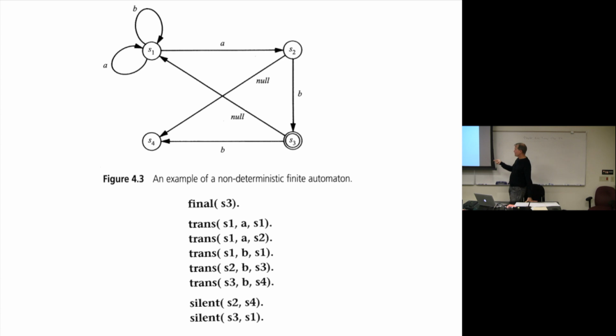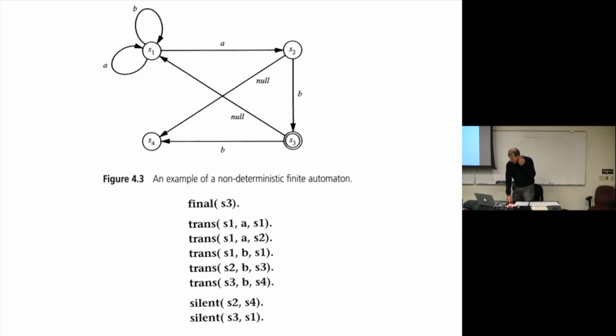And notice, what we have is 3 different predicates. We have a final predicate, which indicates which states are final states. We have a trans, which is the transition, and the way you read this transition, when you see trans S1 A S1, that means there's a transition from S1 on A to S1. And for the second one, there's a transition from S1 on A to S2, and so on. And then these silent ones corresponded to those empty transitions that are normally denoted by the Greek letter epsilon.